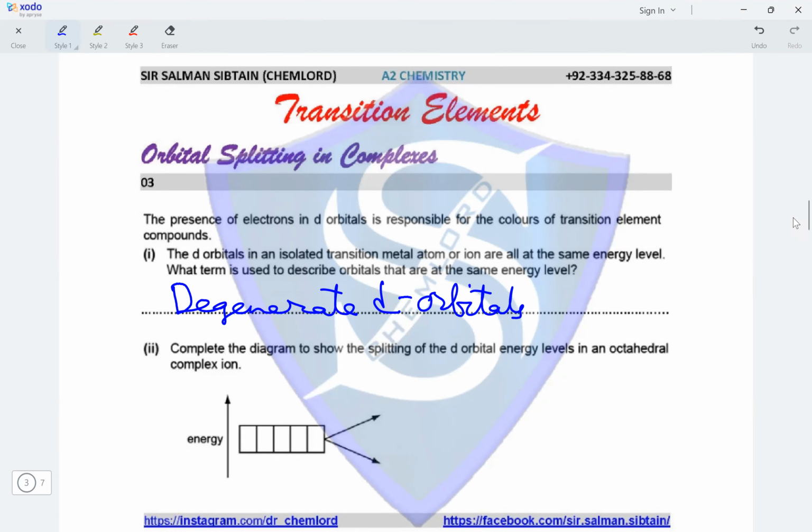Next, complete the diagram to show the splitting of the d orbital energy levels in an octahedral complex ion. So the two d orbitals that are along the axis have a higher energy than the three d orbitals that are present between the axes. So these would be dx square y square and dz square in the higher set, whereas dxy, dyz, and dxz are the orbitals present in the lower set in an octahedral complex.